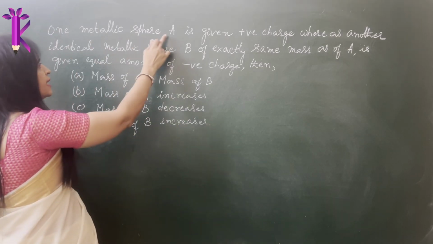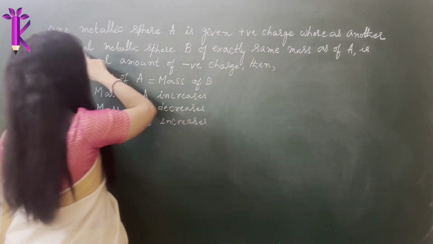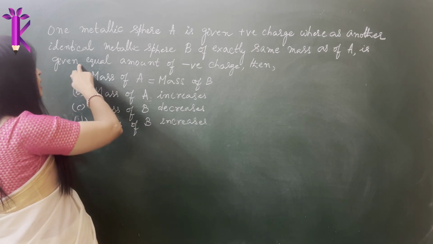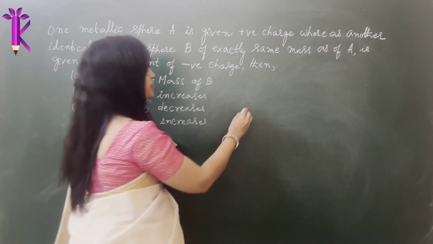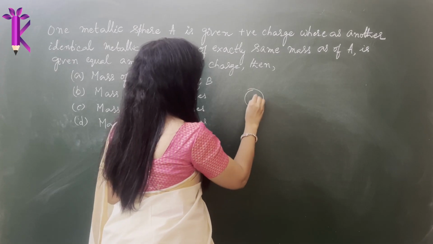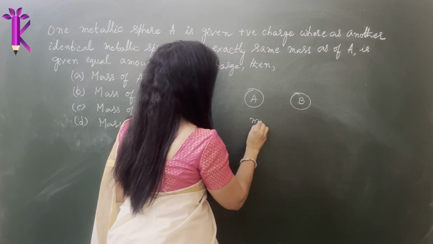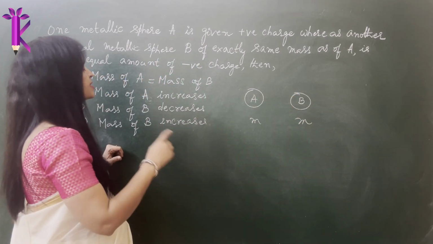Okay, one metallic sphere A is given a positive charge, whereas another identical metallic sphere B of exactly the same mass as A is given an equal amount of negative charge. So there are two spheres, sphere A and sphere B. Both are identical, and they both have the same mass. Okay, the masses are the same and the spheres are identical.